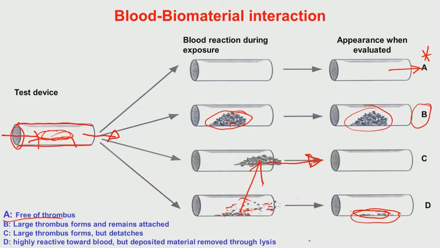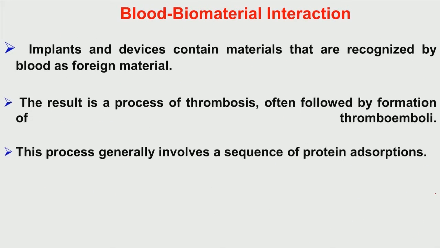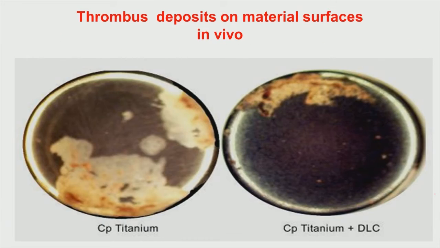While nothing is ideal in our world, this A situation is the most ideal scenario, and as long as the thrombus that forms is shredded away, that is also okay. The fourth one also can be accepted to some extent, but may not be in an ideal scenario. So this is just an example of thrombus formation.